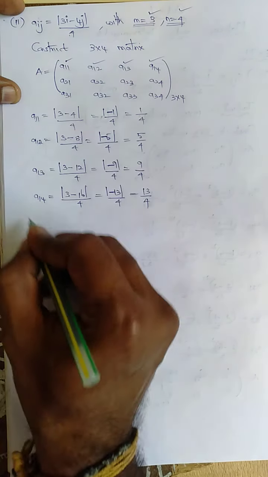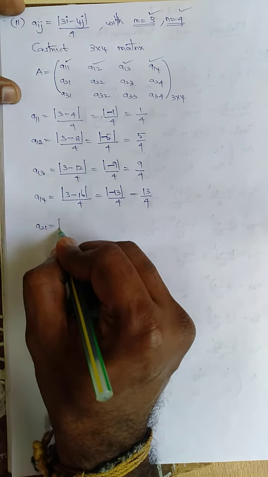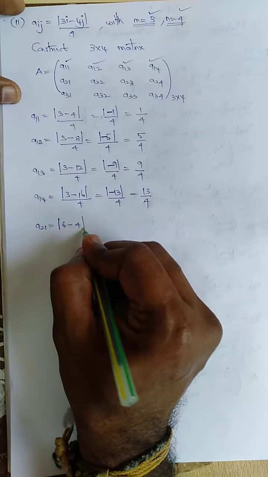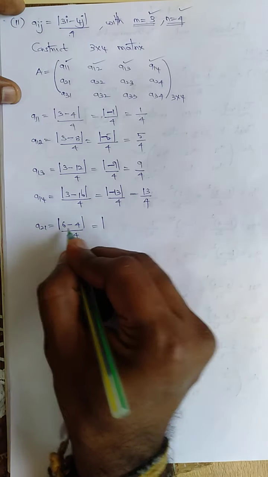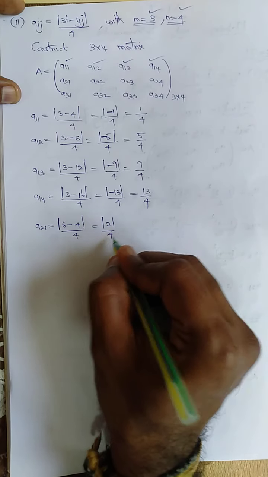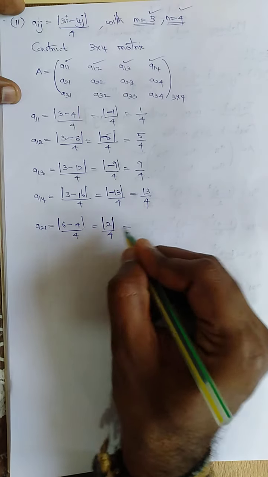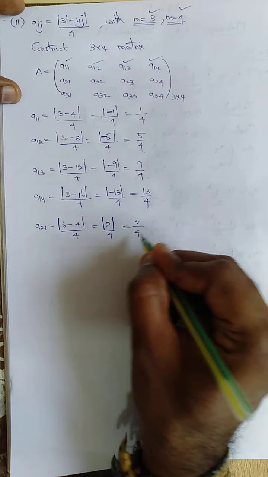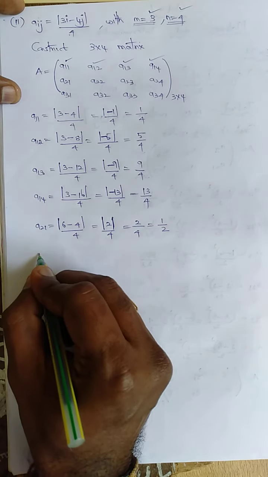Next, second row, a21. 3 2s are 6, minus 4 into 1 is 4, divided by 4. Modulus of 6 minus 4, which is 2. Modulus of 2 divided by 4. It is plus only, so no problem, put plus as it is. 2 by 4 is nothing but 1 by 2.